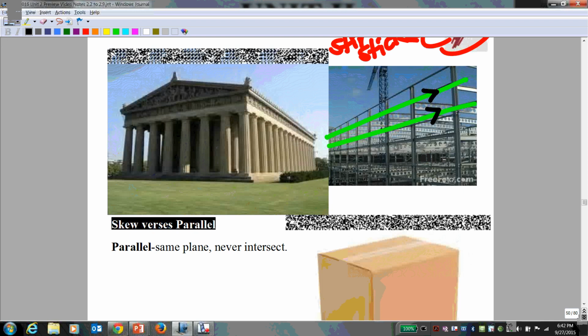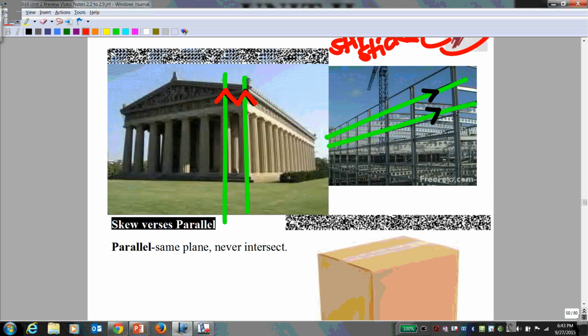Let me demonstrate. Over here on this Greek temple, these two columns are parallel as well. They are parallel. They go the same direction and never intersect. Black does not show up. Let's try red. Okay, so those are parallel.